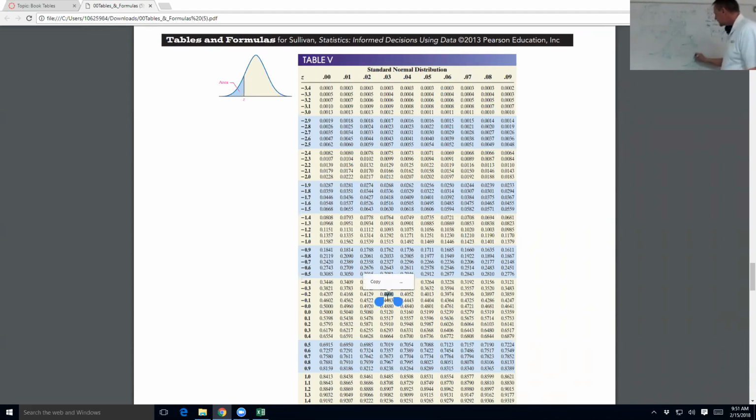So I can take this number, subtract this number, and it will give me this area here, which works out to be 0.2780. So the probability that you find a child between 35 and 38 inches tall is about 27, almost 28%.